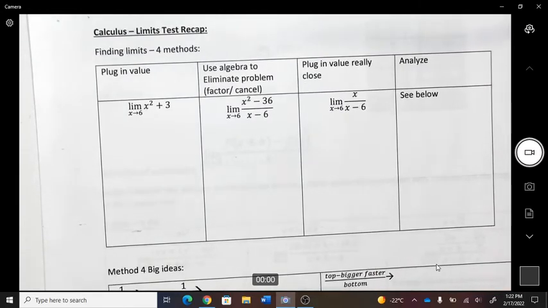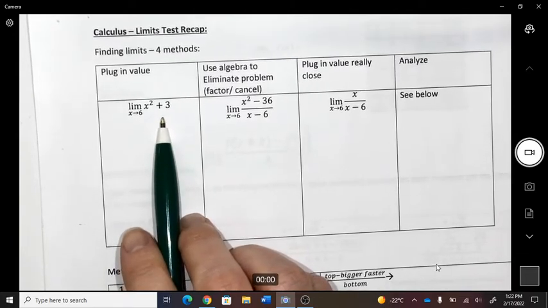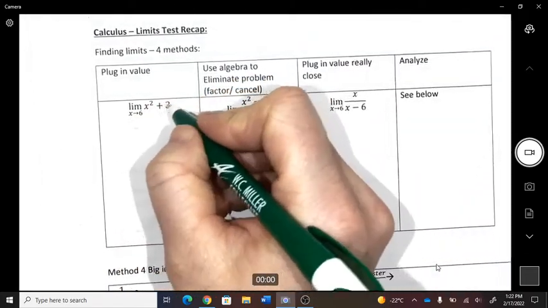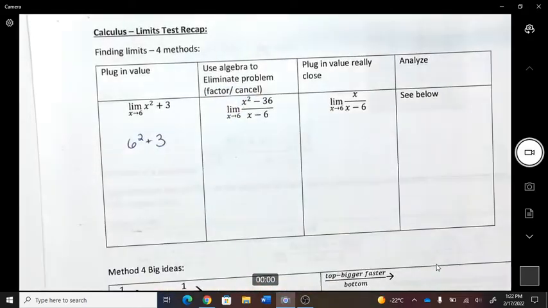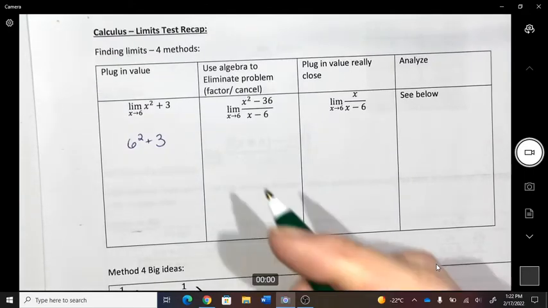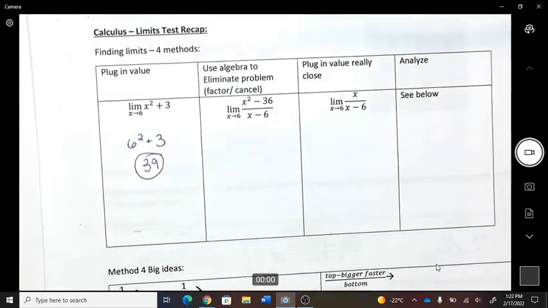Okay, so when I look at this, this is one I can just plug into. So the limit of this as we get closer to 6, I can just plug that in. So 6 squared, got that number, plus 3 is 39.